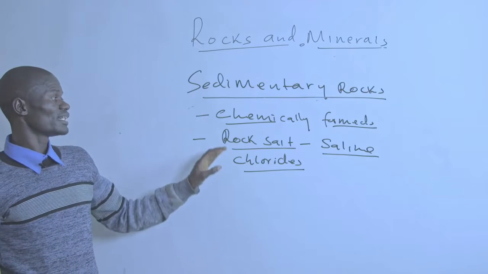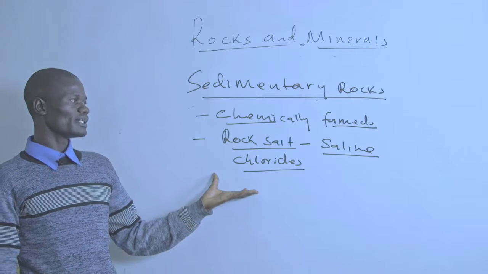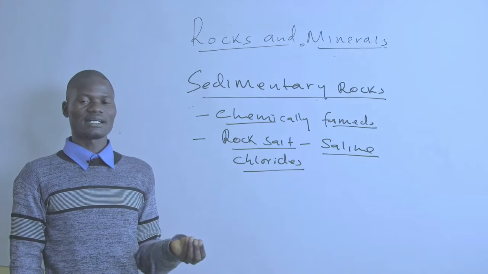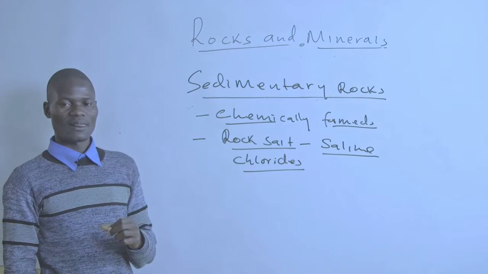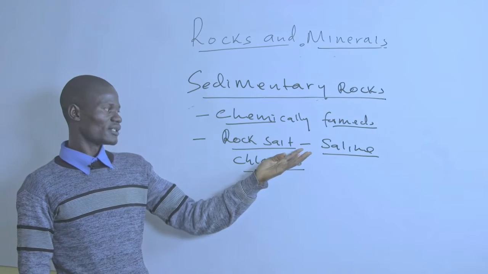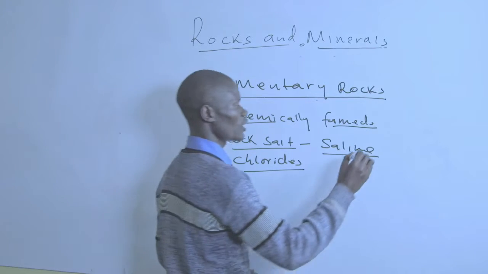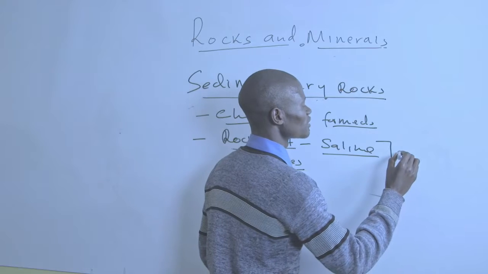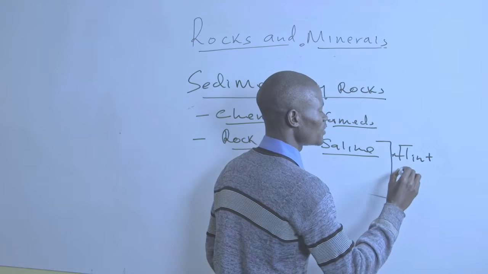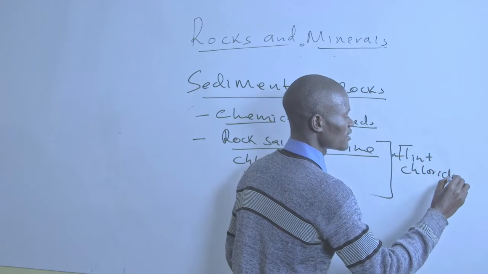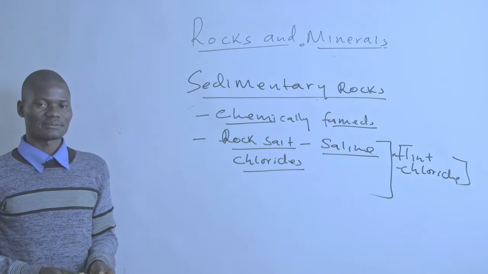Mostly, for example, the rock salt that most of us understand, that is formed in the ocean, or either a water body that has saline water or salty water, upon evaporation, the rock salt will be formed, and that rock type is called, we have two types here. We have the flint, and then we have the chloride. All of these are referred to as the rock salt.